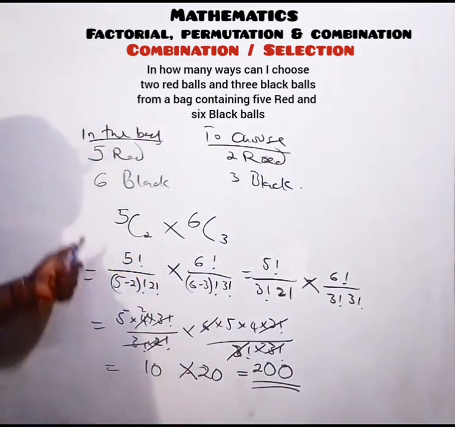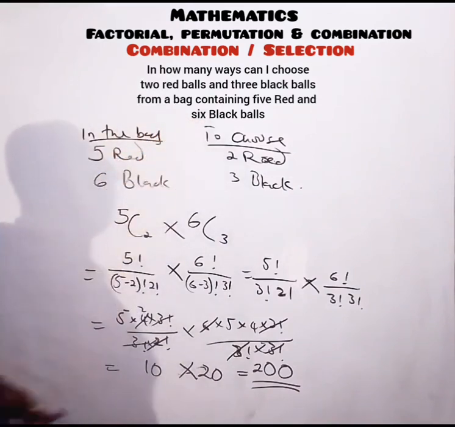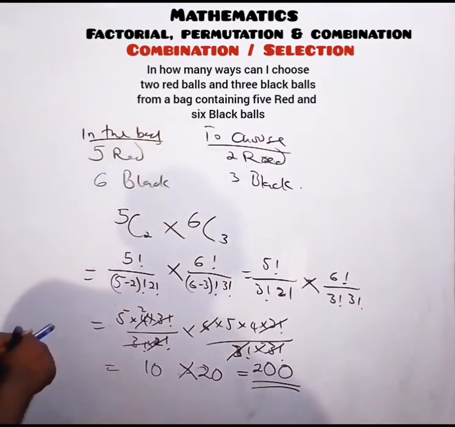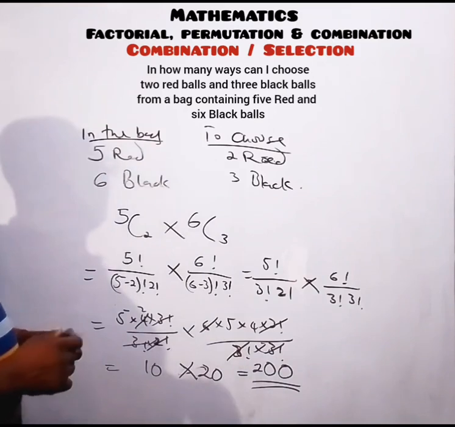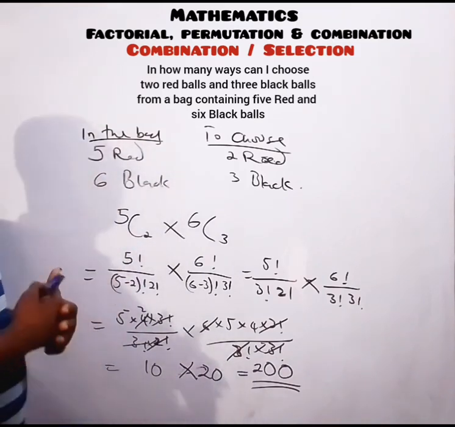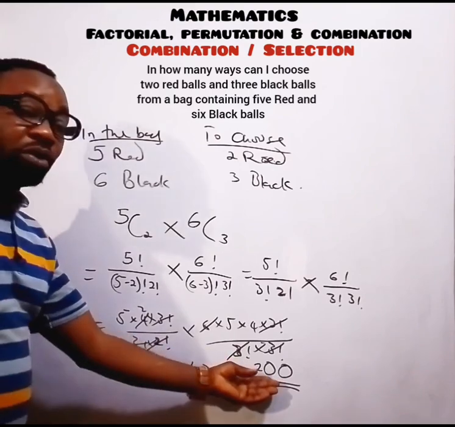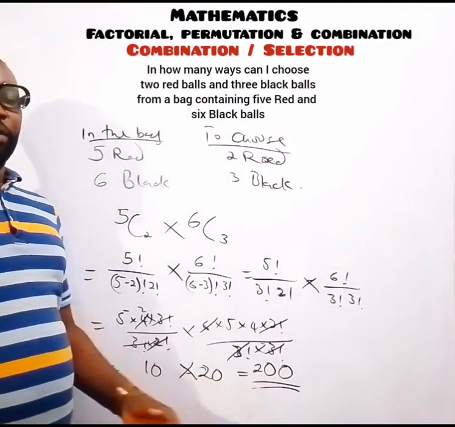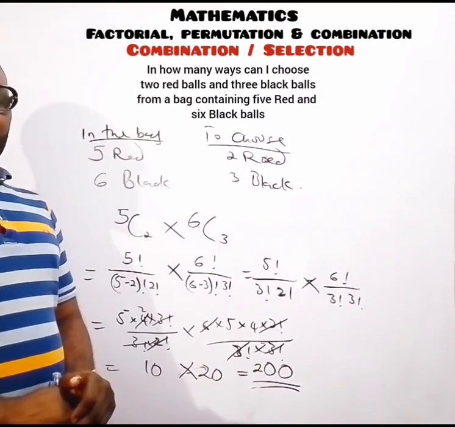So the answer to the question that is given to us here, in how many ways can 2 red balls and 3 black balls be chosen from a bag containing 5 red and 6 black balls, is 200. Stay tuned for the next question.